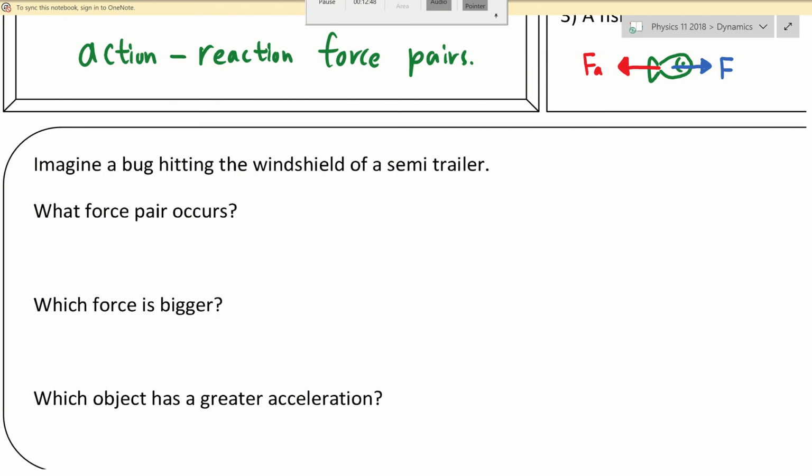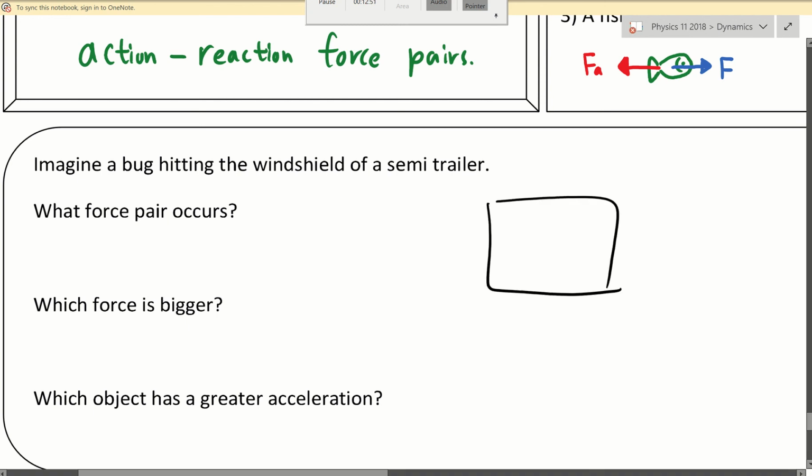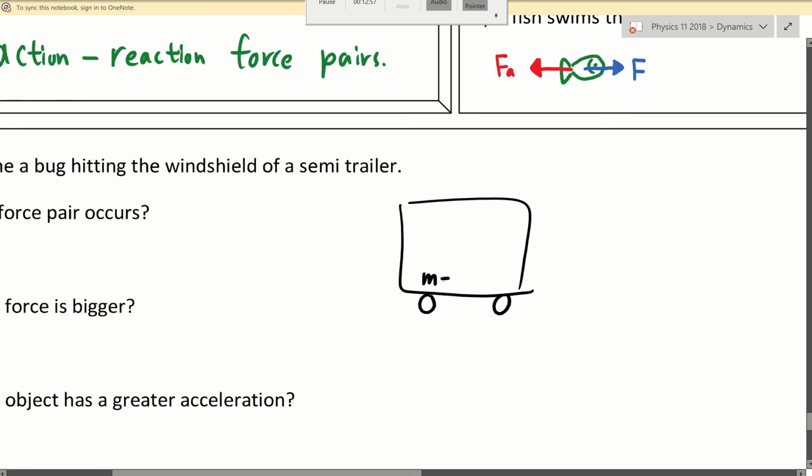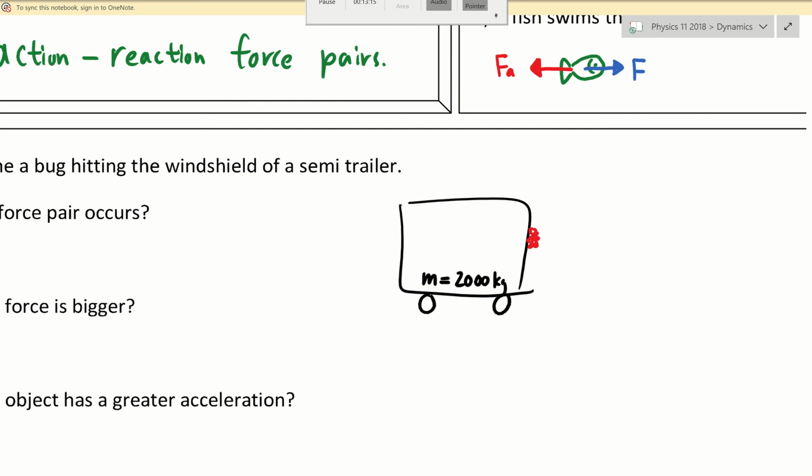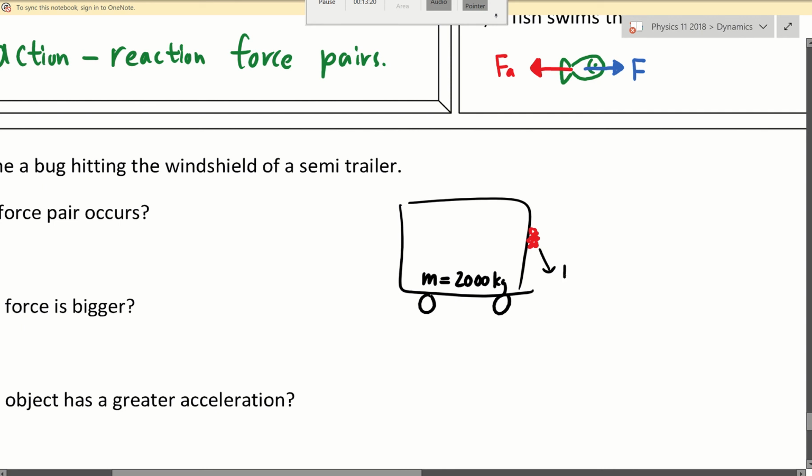So we have a semi-trailer, which is a truck, that hits a bug. So now, how heavy is a truck? Maybe like a couple thousand kilograms, right? Maybe like 2,000 kilograms. So how about the bug? So the bug is like here. So here's the little bug there. Okay. So the bug is much, much lighter. The bug is like a few grams. So the mass of the bug is only a few grams. Maybe it's 10 grams. So 0.01 kilogram.